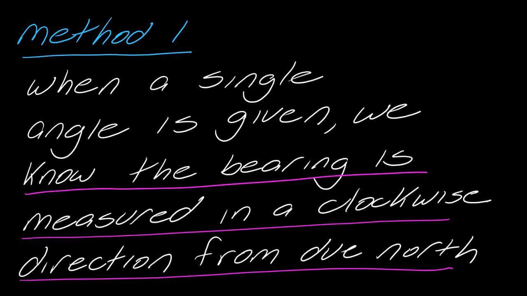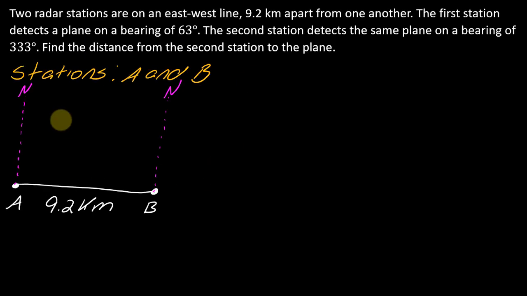So going back to our problem, I've got A and B, so I need to dictate due north, and now I can start working with these angle measures. Okay, so I've got the bearing of 63 degrees. That is from the first station, A. So I'm going to go in the clockwise direction 63 degrees like that. What that tells me then, going 63 degrees that way, is that the plane is somewhere over there.